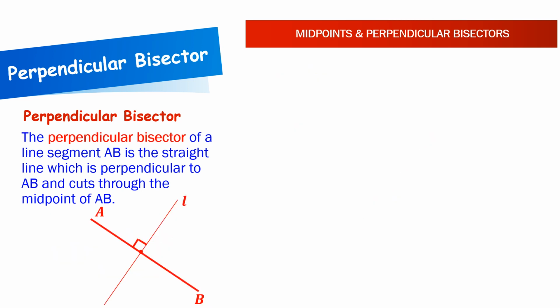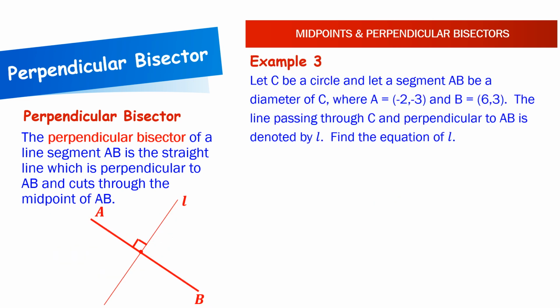Let's now take a look at an example. Pause the video and have a go. Press play when you're ready to view the solutions. So let C be a circle and let a segment AB be a diameter of C, where A equals (-2, -3) and B equals (6, 3). The line passing through C and perpendicular to AB is denoted by L. Find the equation of L.